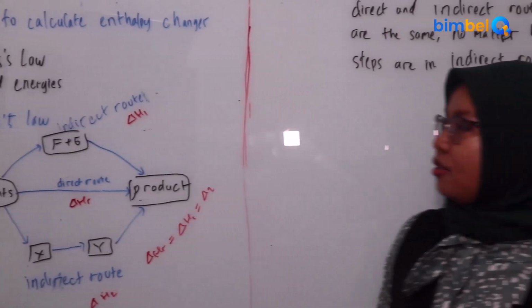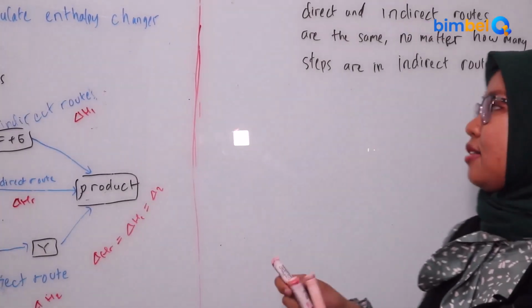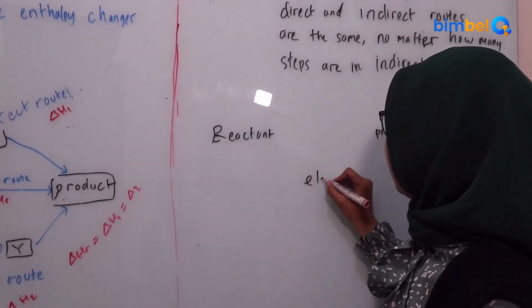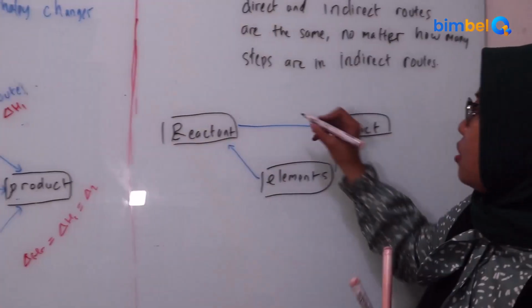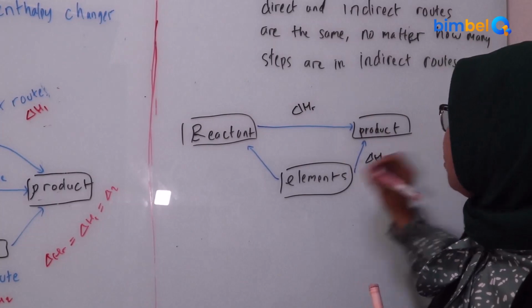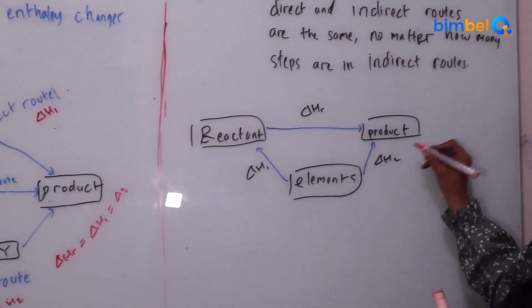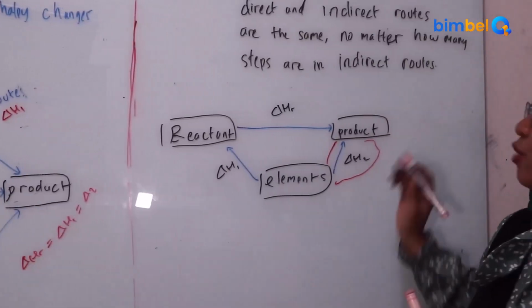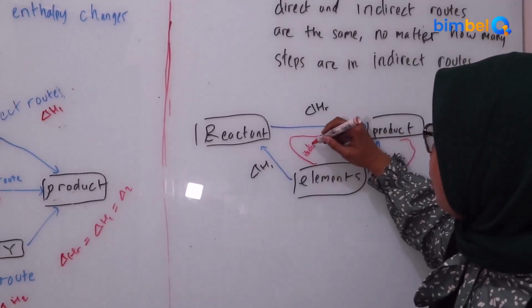Okay, so I'm going to make another Hess cycle to help you understand this. We have the reactant, the product, and this element. There is a direct route, with delta HR, and this is delta H2, delta H1. Here we have the direct route from the element to the product, directly, and we have this indirect route.